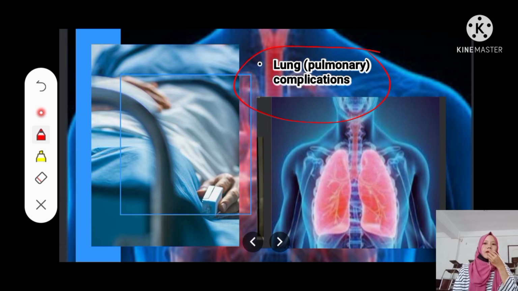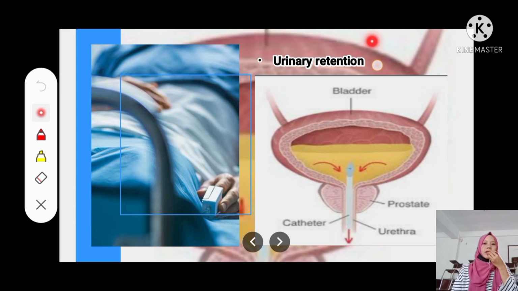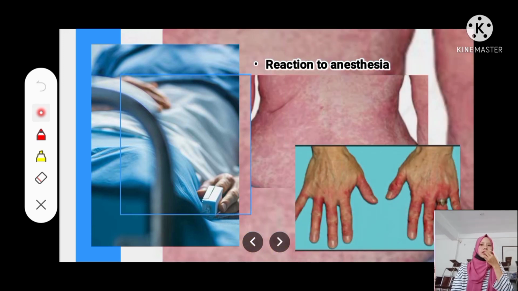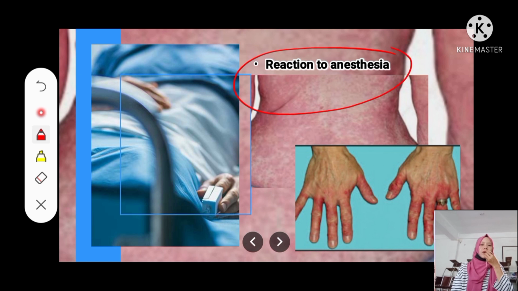Pulmonary complications sometimes arise due to lack of deep breathing and coughing exercises within 24 hours of surgery. Next, urinary retention: temporary urine retention, or the inability to empty the bladder, may occur after surgery. And next, reaction to anesthesia. True allergies to anesthesia do occur. Symptoms can range from mild to severe. Treatment of allergic reactions includes stopping specific medicines that may be causing the reaction, and also administering other medicines to treat the allergy.